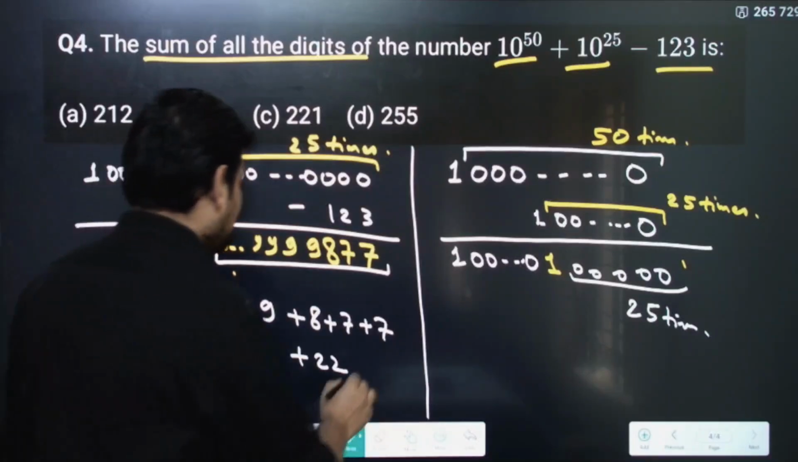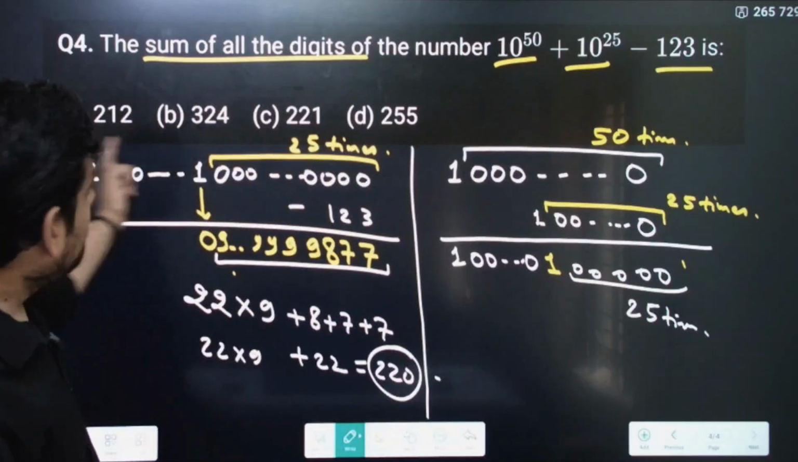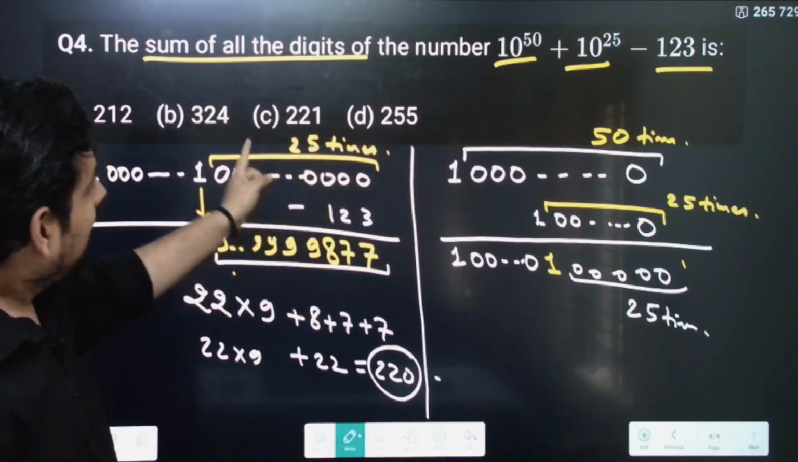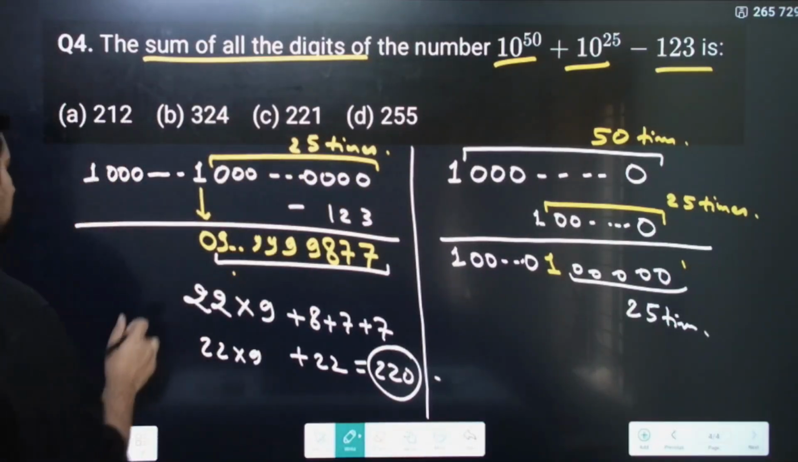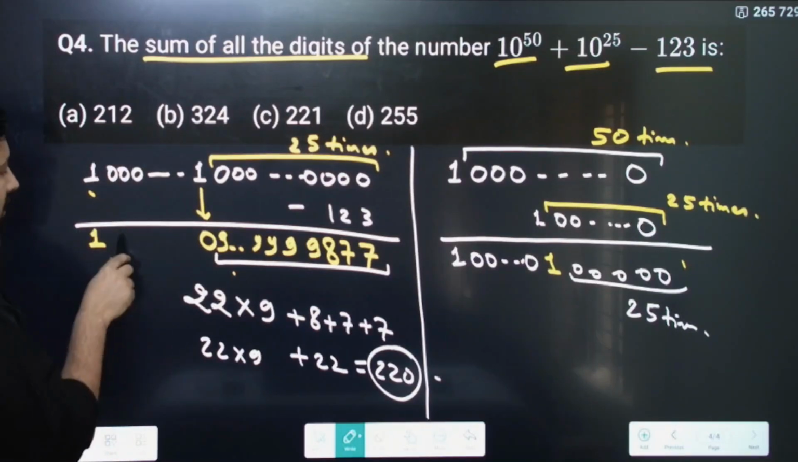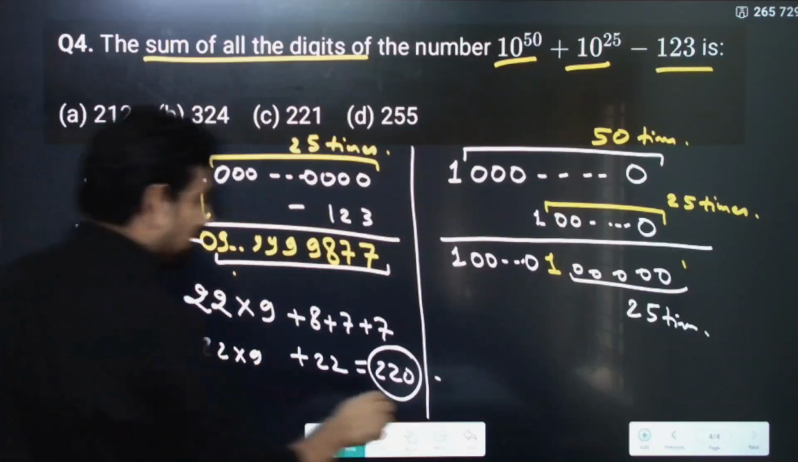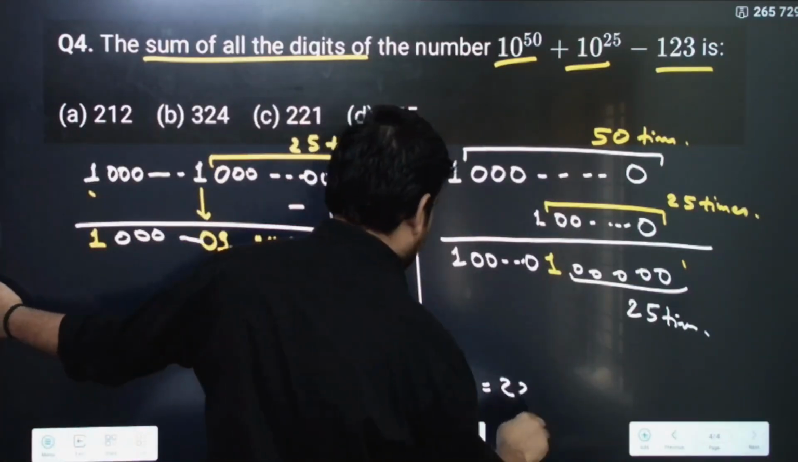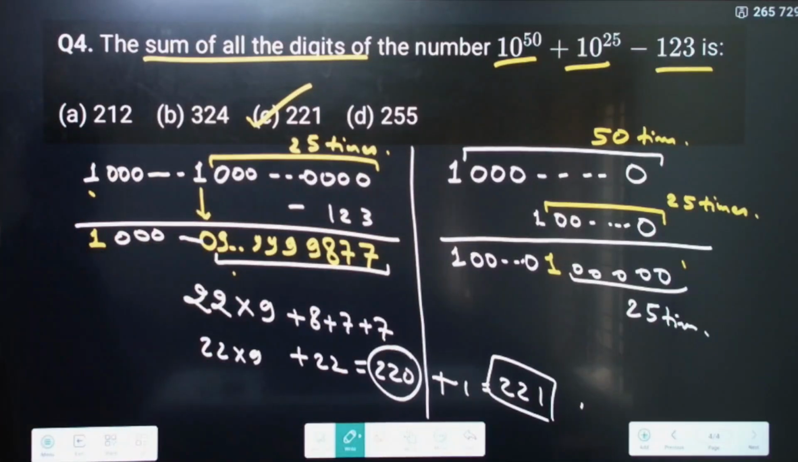22 into 10, that is 220. Now you may start searching for your answer as 220. You won't find it. Why won't you find it? Correct, there is a close enough answer, but why are you not getting 220 as the answer? Because you forgot this one. If you subtract, this one remains as it is, and 0 0 0 like this. So you must add this one also for sum of digits. So add 1, answer becomes 221. That is C, the answer. Understood?